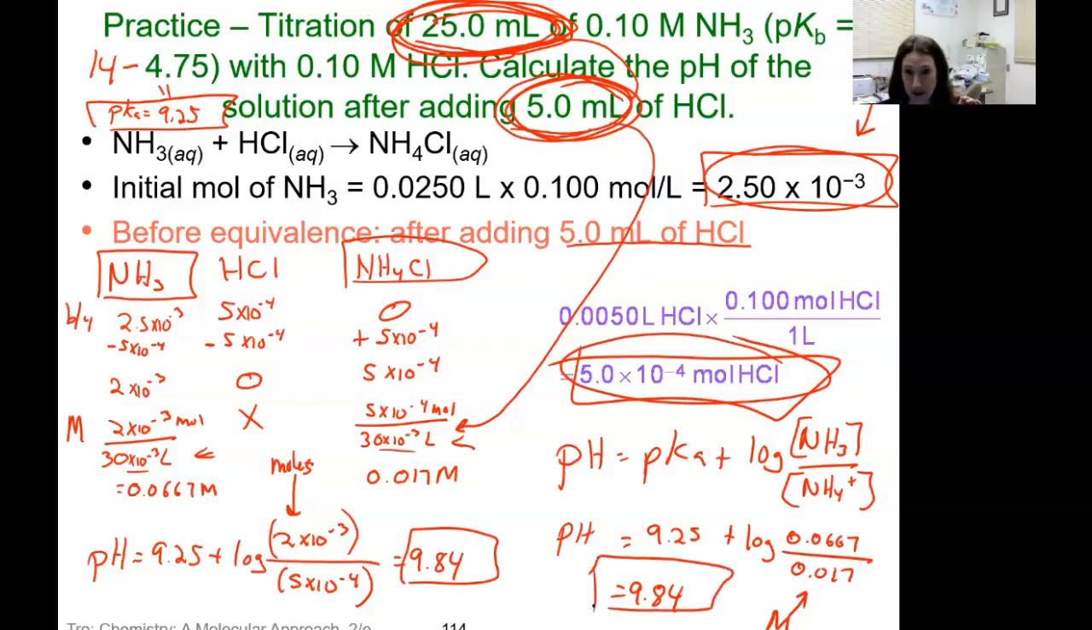And again, now, remember at the beginning of this problem, we said we just added a little bit of HCl, right? We added a little bit of HCl to our beaker of our ammonia. So our answer should still be basic, right? It should definitely still be pretty basic. And indeed, it is pretty basic.